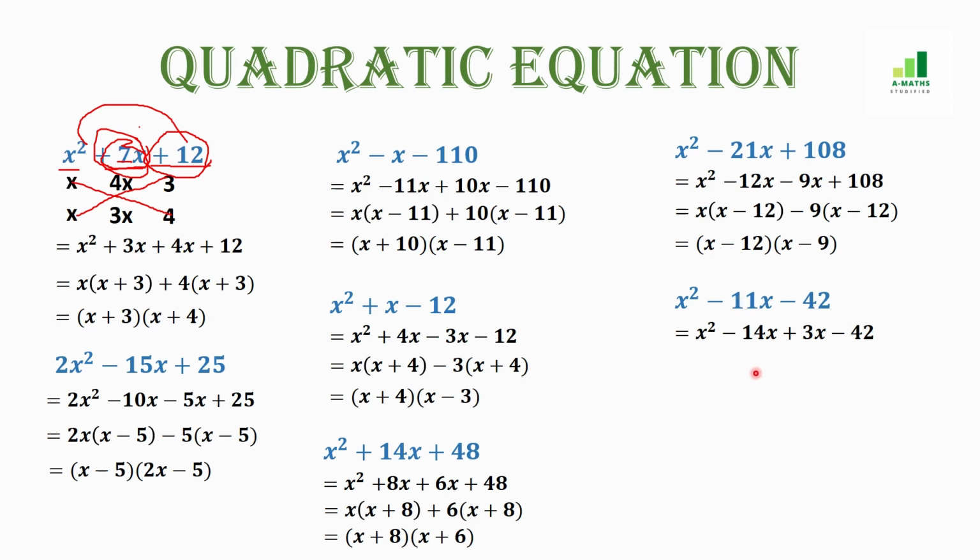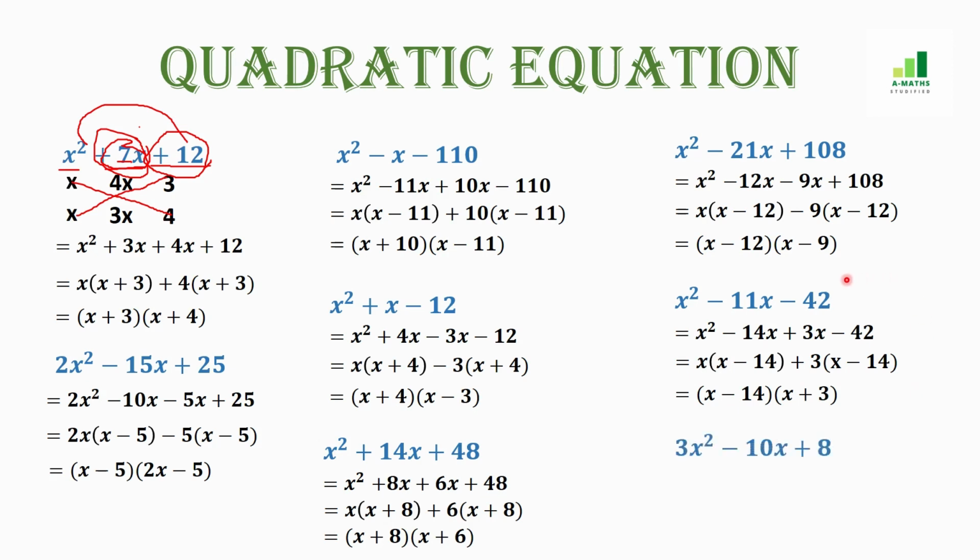So I will divide this expression into two groups. First is this one, second is this one. I will take x common from this group. x minus 14 will be the remainder. I will take 3 common from this group, plus 3, then x minus 14 will be the remainder. Now I will take x minus 14 common from this expression, then x plus 3 will be the remainder. This is the factor for this equation.